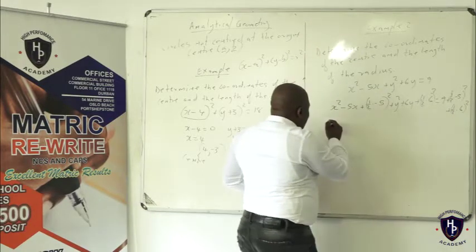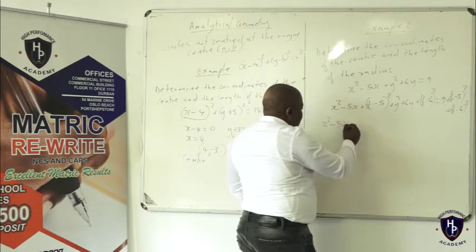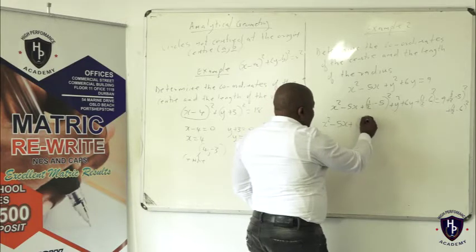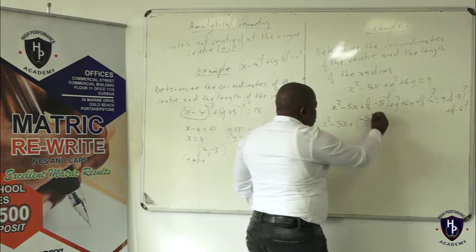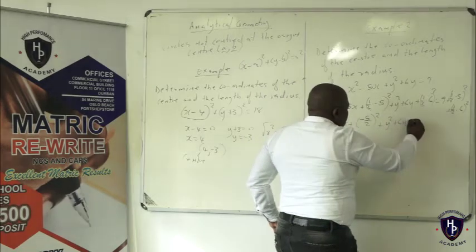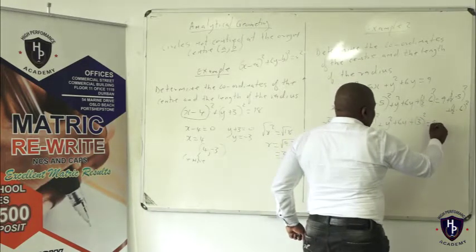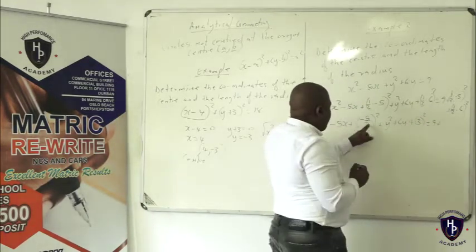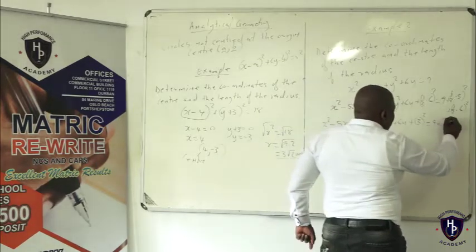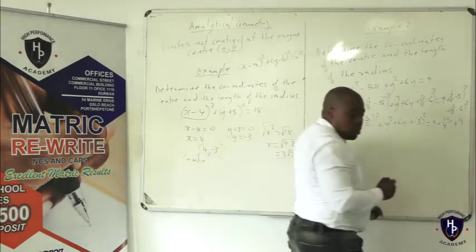Let us look at this. It's x squared minus 5x plus, half times minus 5, it's (minus 5 over 2) squared, plus y squared plus 6y, half of 6 is 3, squared, equal to 9 plus, (minus 5 over 2) squared, it's 25 over 4. 3 squared, it's also 9.